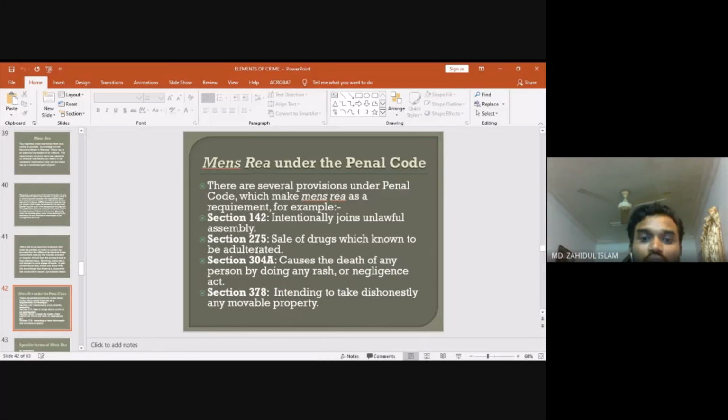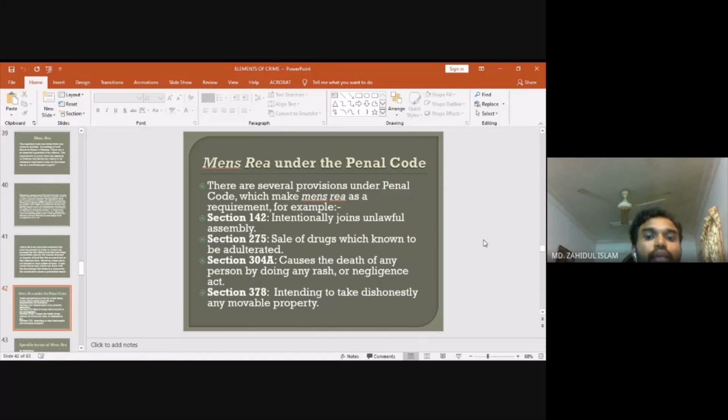Sale of drug which is known to be adulterated, then causing the death of any person by doing any rash or negligent act, then intending to take dishonestly any movable property, intending to take dishonestly any immovable property. So in these sections they mention clearly that you have to prove mens rea. At some sections they don't explain or mention mens rea very clearly, but you have to prove the mens rea.